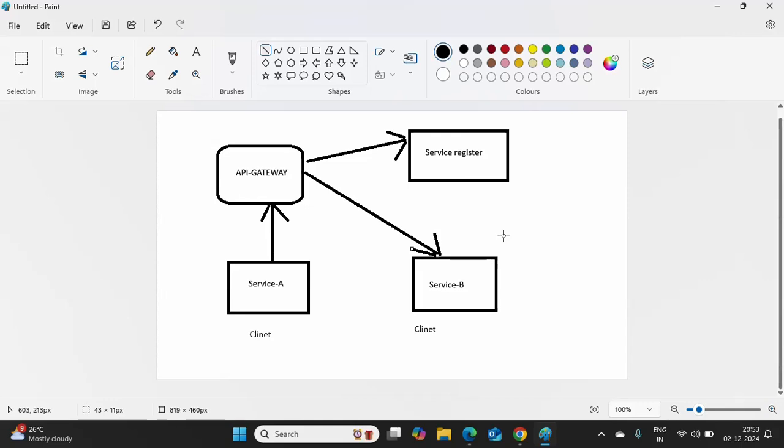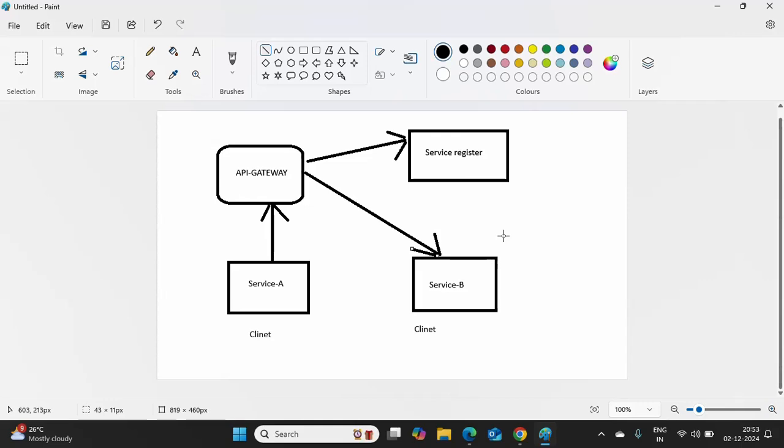That means even if service B wants to interact with service A, service B won't talk to the service registry directly. What will service B do? Service B will forward the request to the API gateway. The API gateway will get the information from the service registry. Based on the registry, it will forward the request to the respective instance.